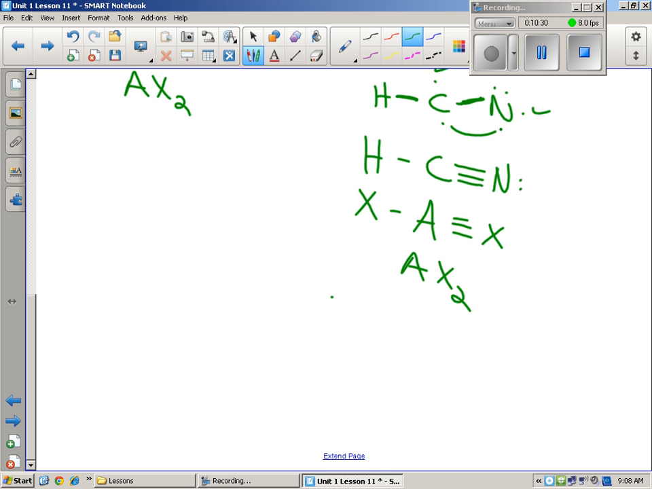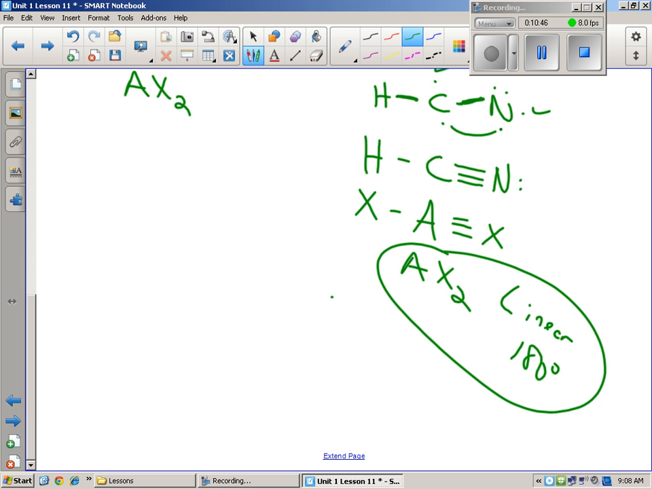When you say AX2, you automatically think, what's the name of that shape? Because that's what I'm going to ask you. Anything that's AX2 is linear, so you would write down linear. And then you would also say, of course, what's the bond angle? And you would say 180. All these kind of mean the same thing, really, but they all go together, always. Good? Questions?